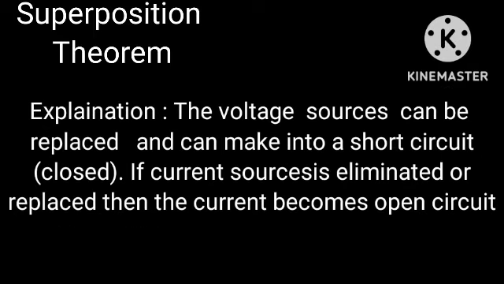Explanation for superposition theorem: the voltage source can be replaced and made into a short circuit. If a current source is eliminated and replaced, then it becomes an open circuit.